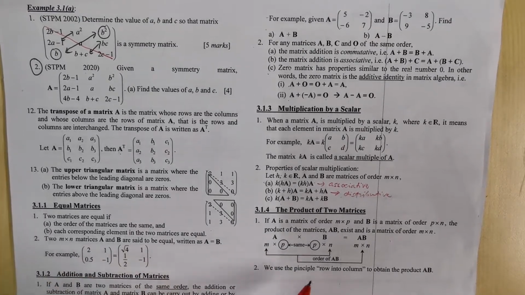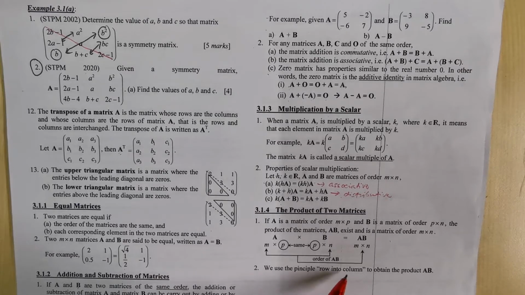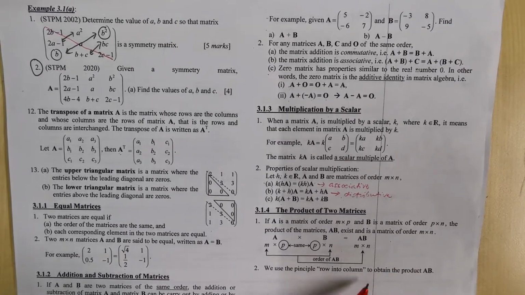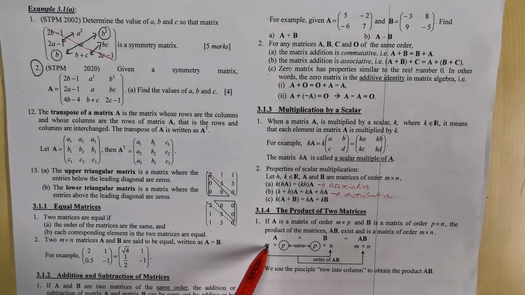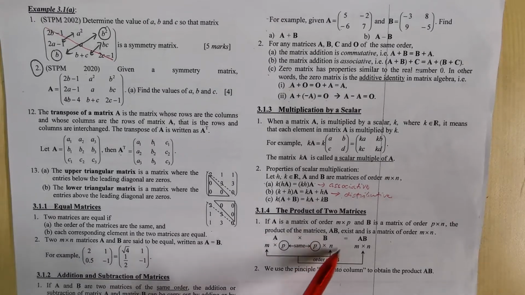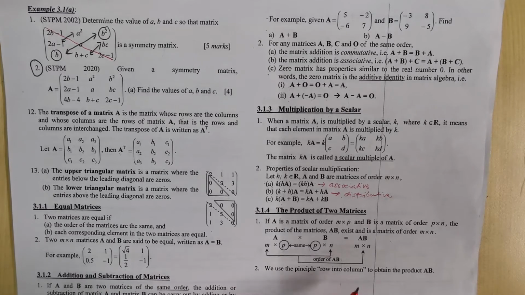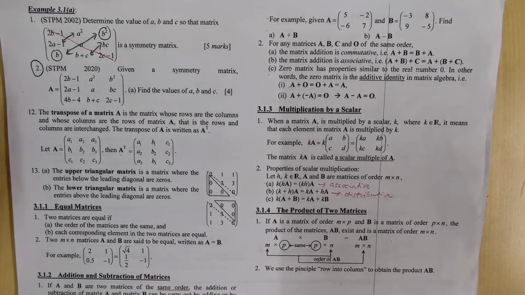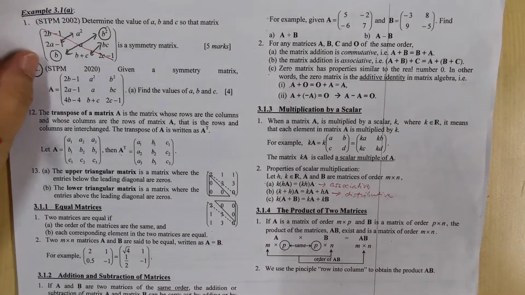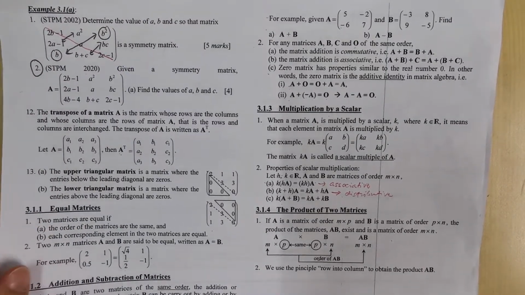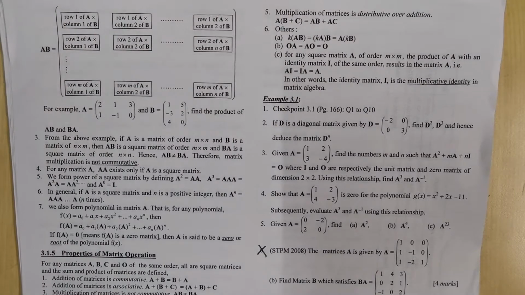So we use the principle of row into column to obtain the product AB. Row into column means we use all the rows in the first matrix to multiply the columns in the second matrix. So we call it row into column. This is how we are going to multiply two matrices. Okay, let's go to the next page.